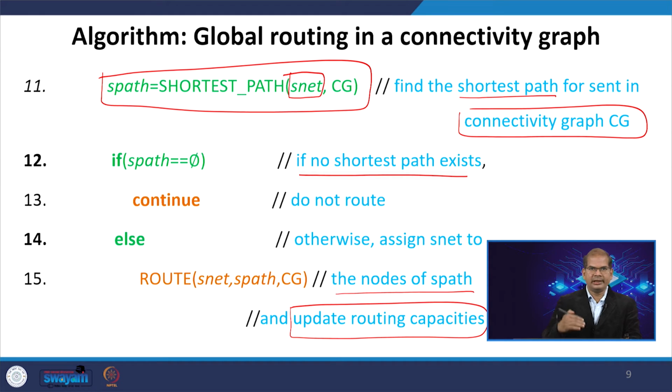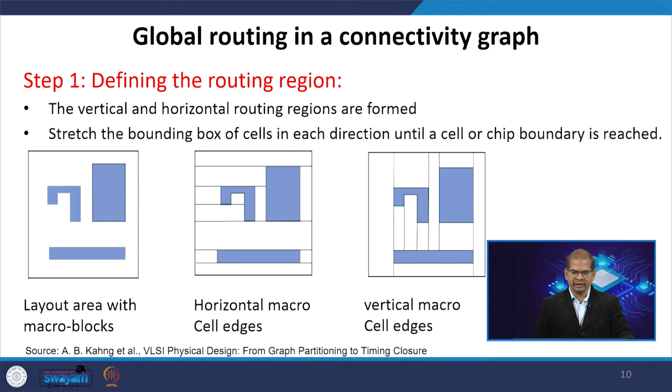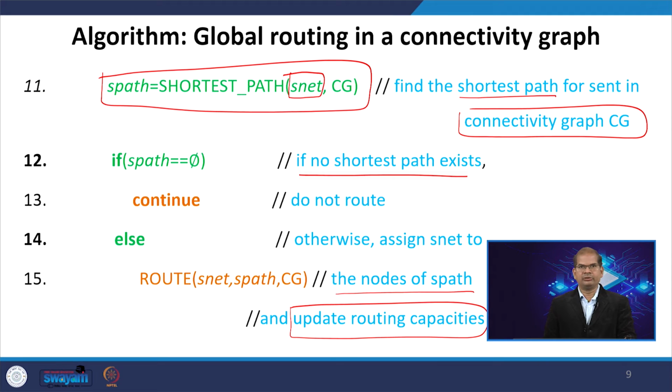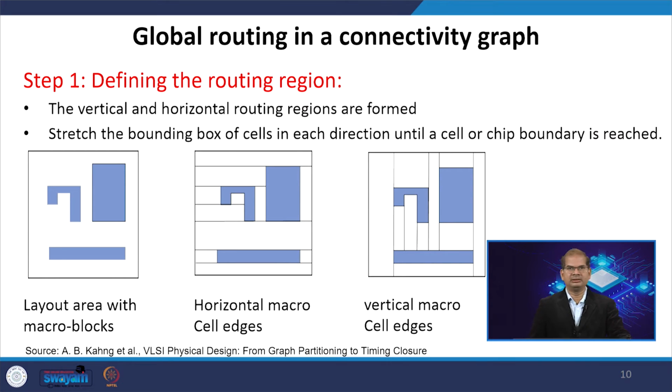Since one net is assigned to that track, the other net should not go through that track. So, we need to update the routing capacity of all the tracks in the connectivity graph. This is all about the pseudocode of the algorithm, but we will discuss step by step how things are happening with an example. Now, we will discuss global routing using a connectivity graph stepwise.